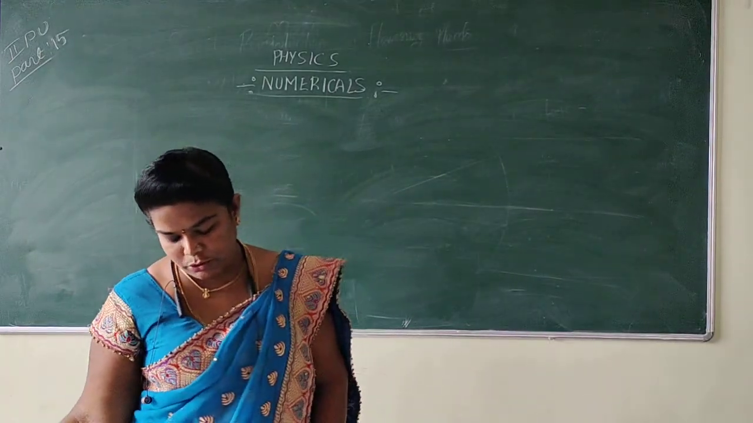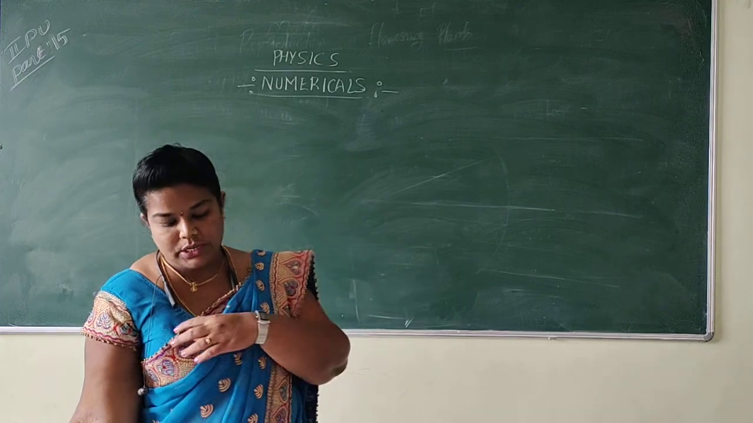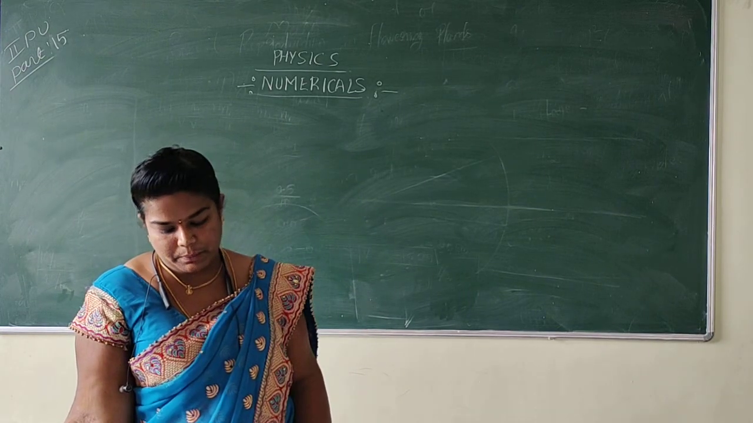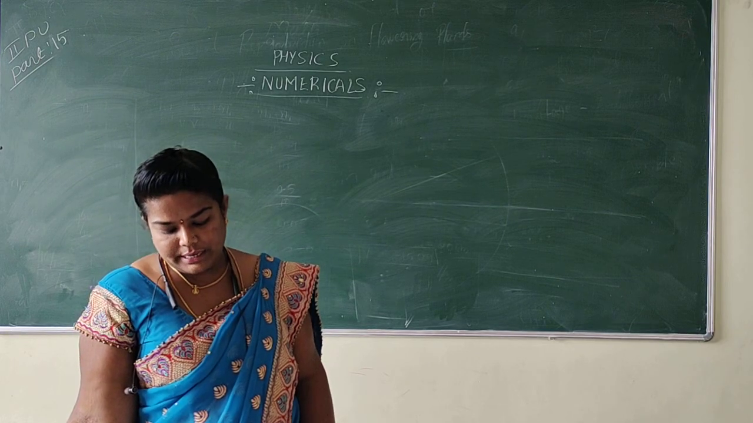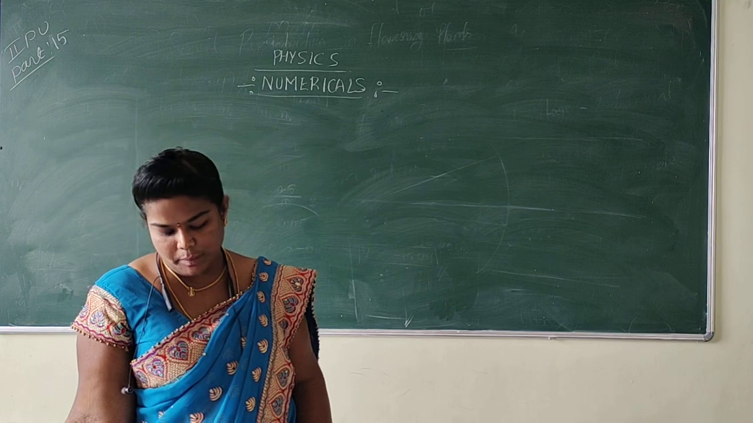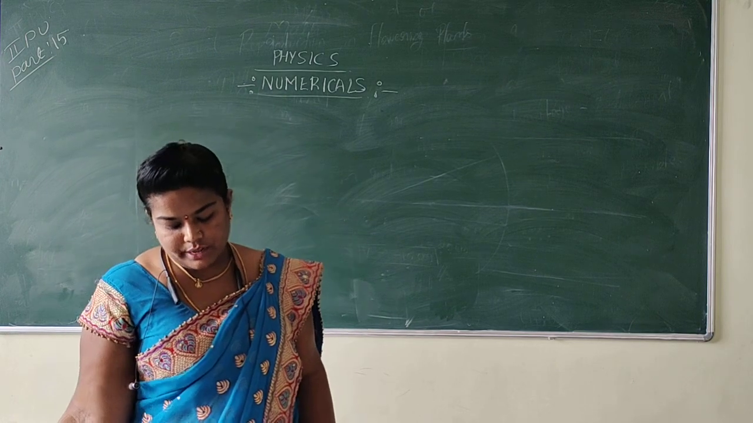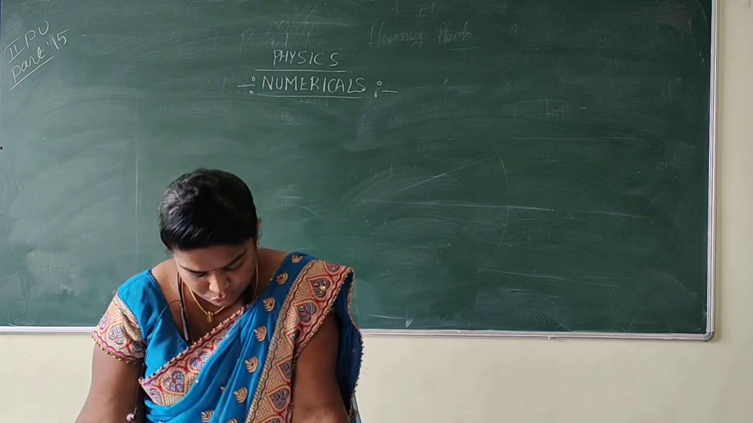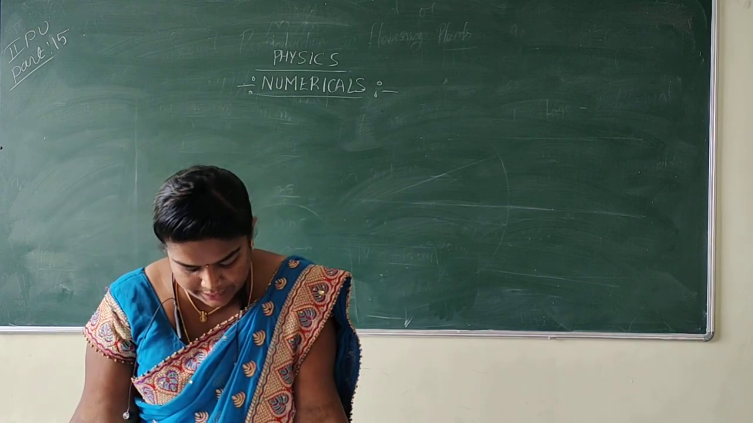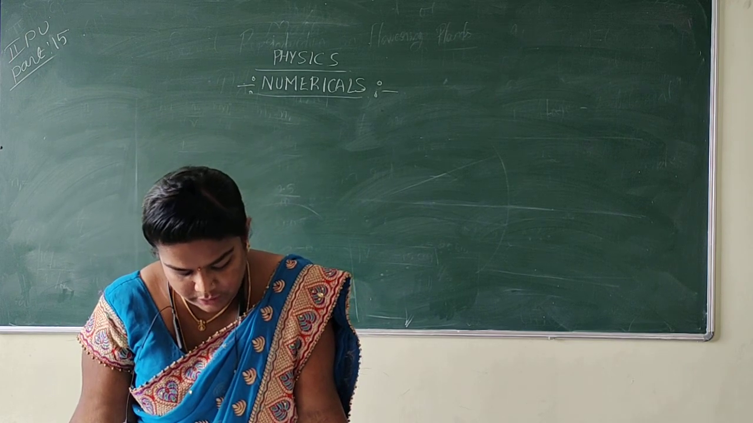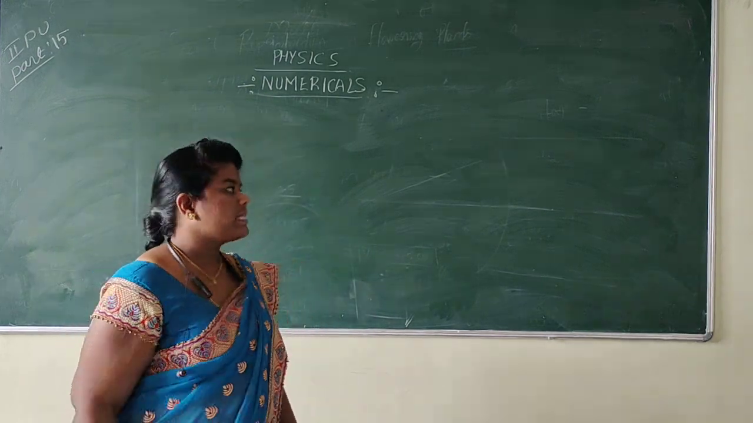Light from a point source in air falls on a concave spherical surface of refractive index 1.5 and radius of curvature 0.2 meter. The distance of the image from the glass surface is 0.4 meter in air. Find the position of the object. Okay, this is the question.